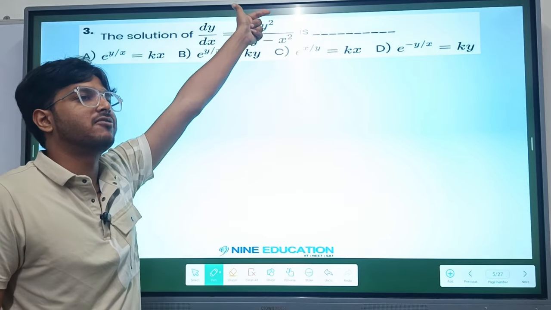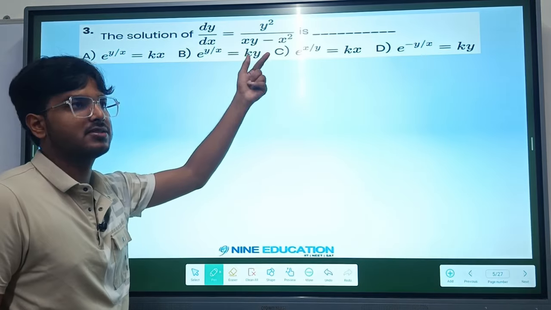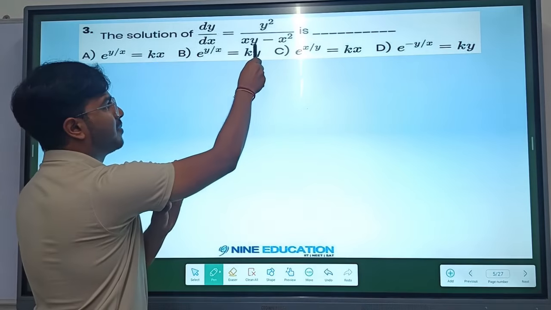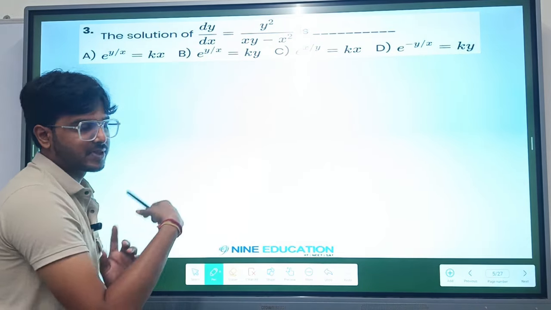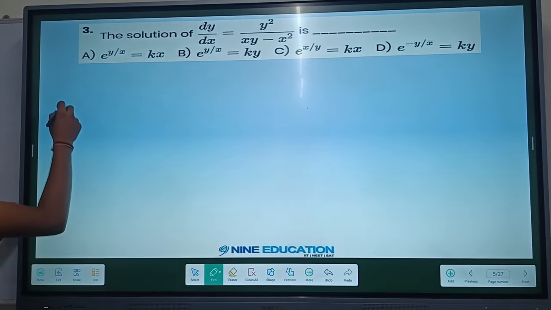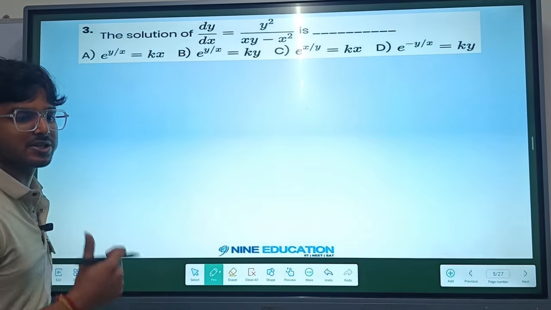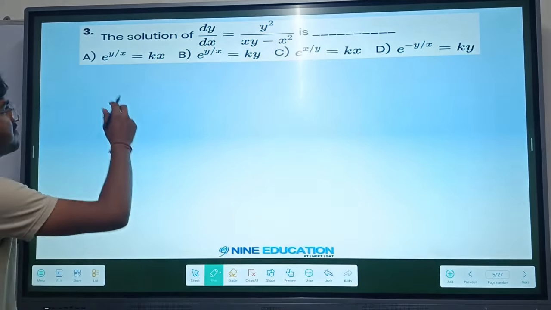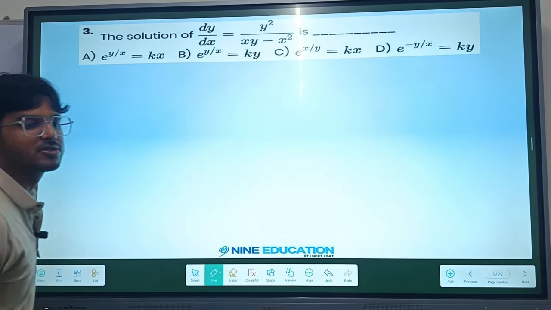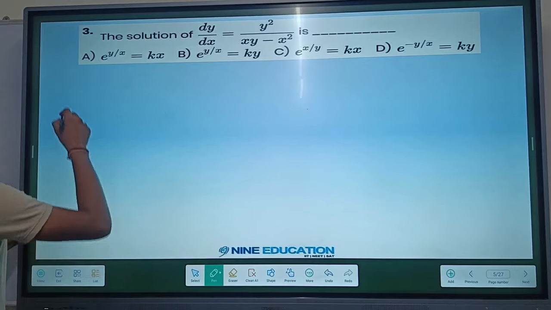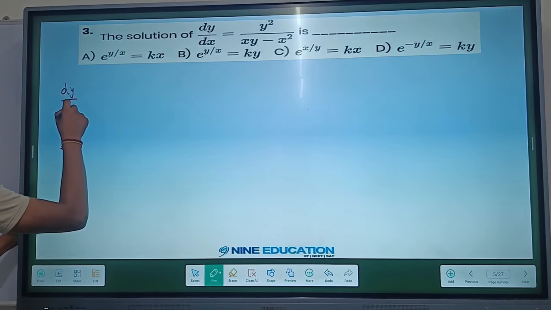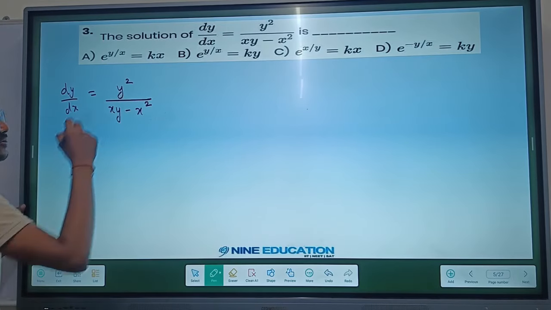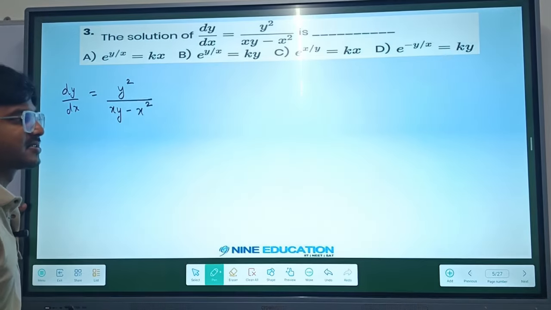Why? Because the power of the numerator here, y square, power is 2. Power of the denominator here, xy minus x square: power 1 plus 1, 2, power 2. So the degree is the same. So it is a homogeneous differential equation. How do we solve a homogeneous differential equation? We get it in terms of y by x. If you notice here, most of the options are also in terms of y by x. So what will we do? Dy by dx is given as y square divided by (xy minus x square). What will we do? I need to get y by x.